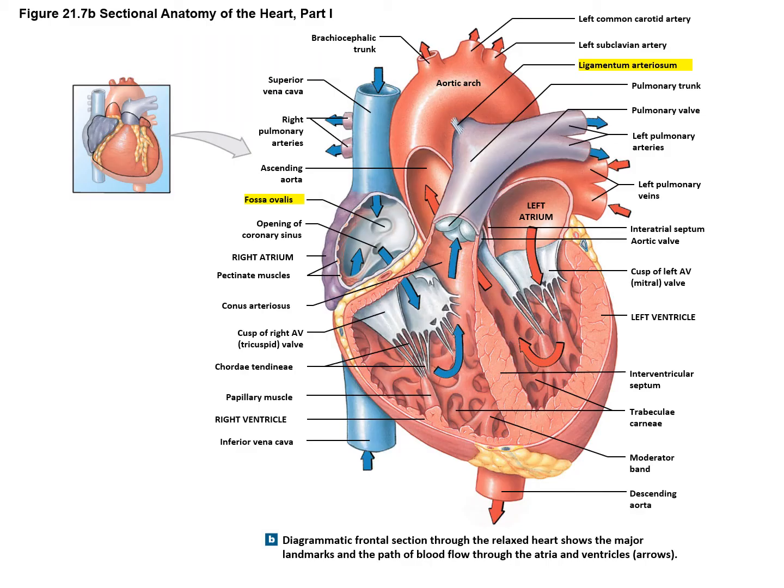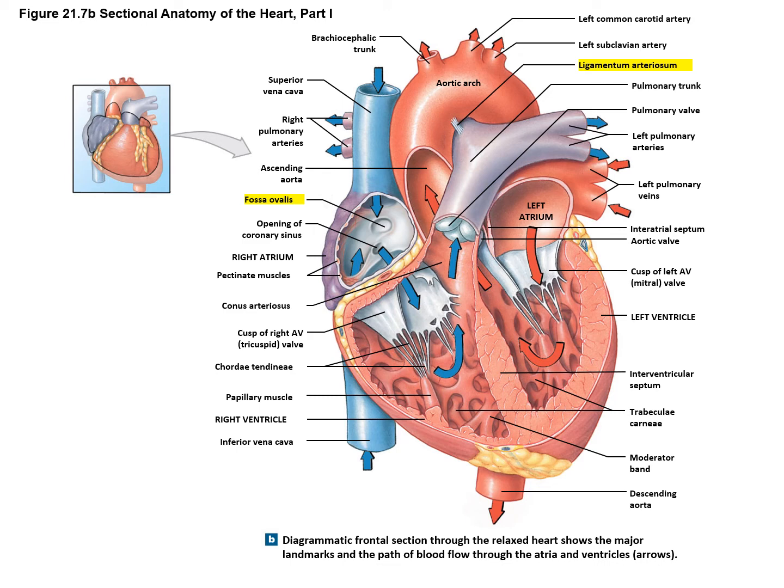Two other additional structures to cover are the fossa ovalis and the ligamentum arteriosum. The ligamentum arteriosum is simply a ligament structure that anchors the aorta to the pulmonary trunk and helps to make sure that they stay in place, because both of these vessels deal with a high pressure. So to create a connective tissue structure to anchor them in place really benefits the system.